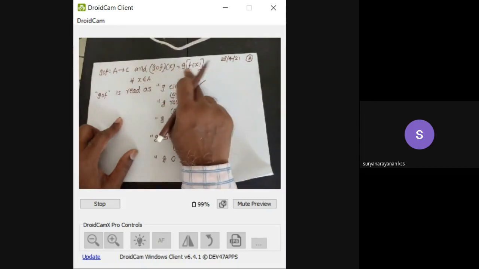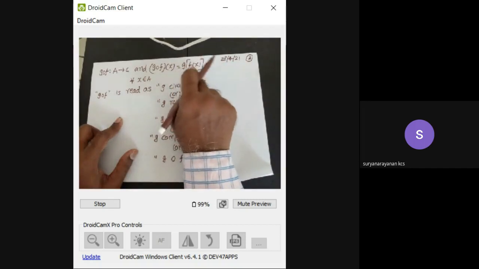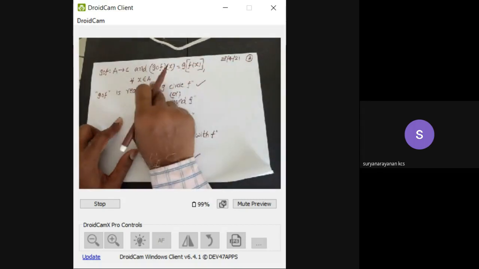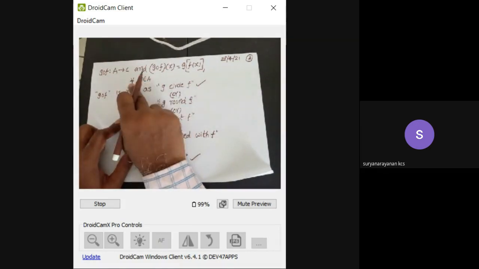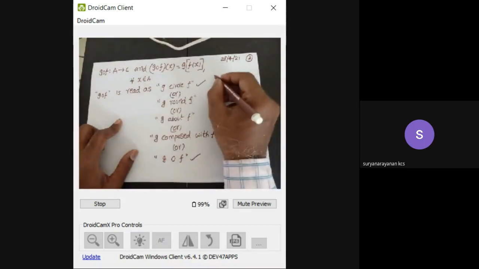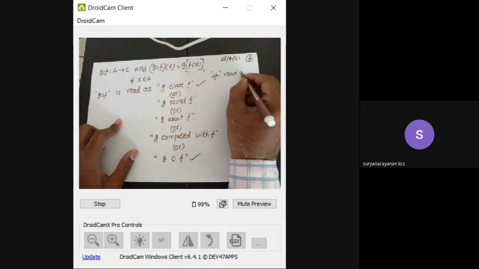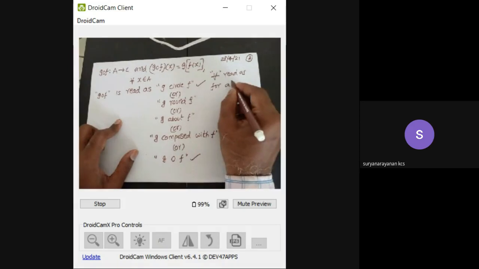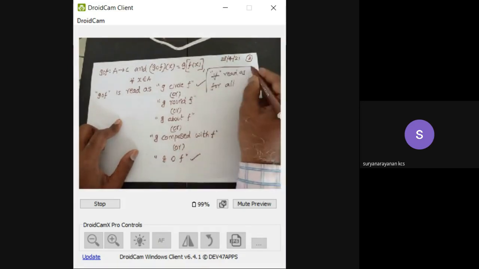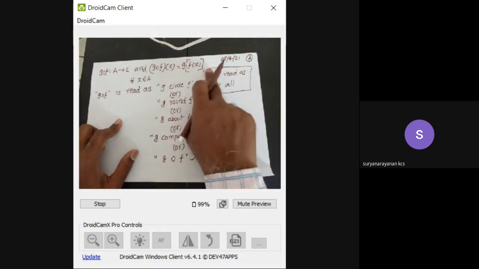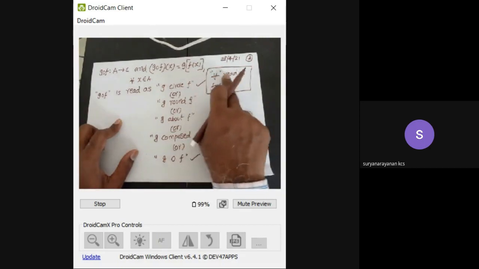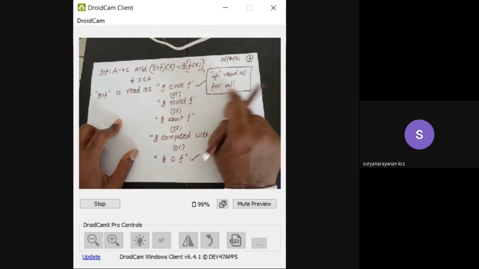G circle F is a mapping from A to C, and G circle F of X, or GOF of X, is equal to G of square bracket, G of F of X for all X belongs to A. This symbol is read as for all. We write a letter V and strike out V horizontally. This notation is read as for all.